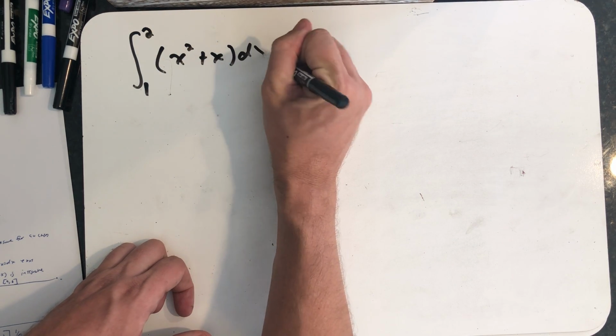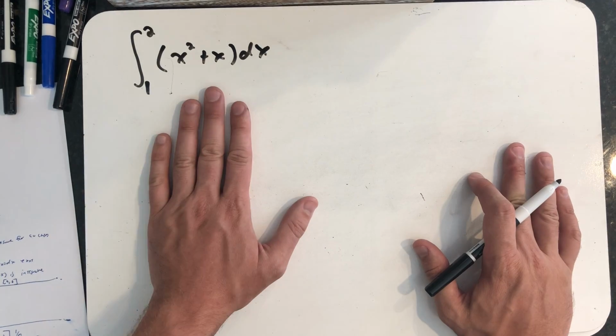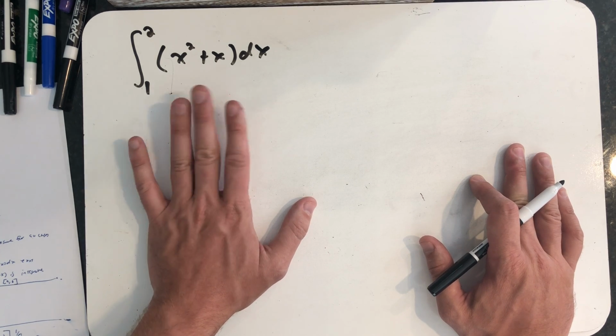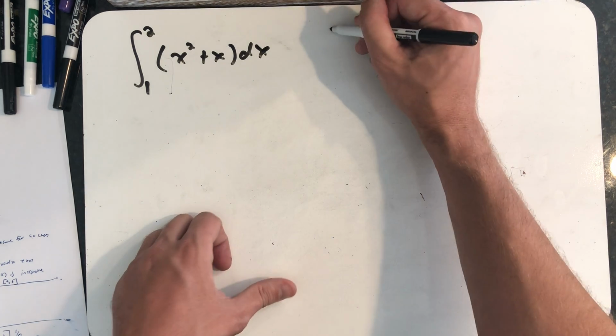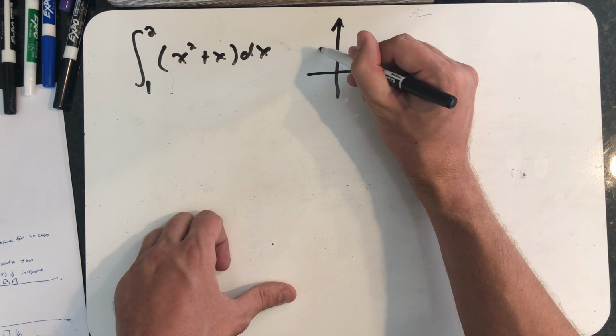I thought we'd end this video with an example. And so I want to evaluate this definite integral. And we could graph x squared plus x on the interval from 1 to 2. And what I would see is something that looks a bit like this.